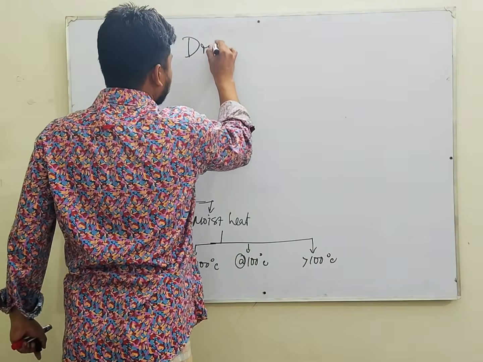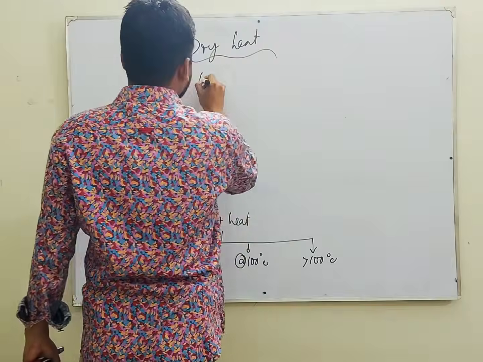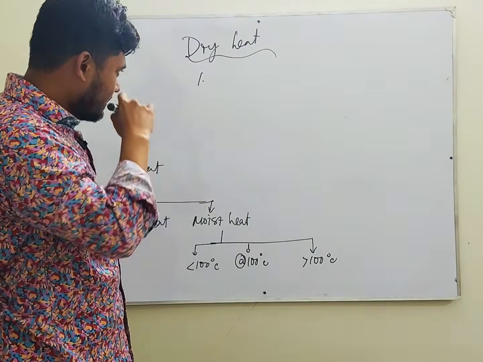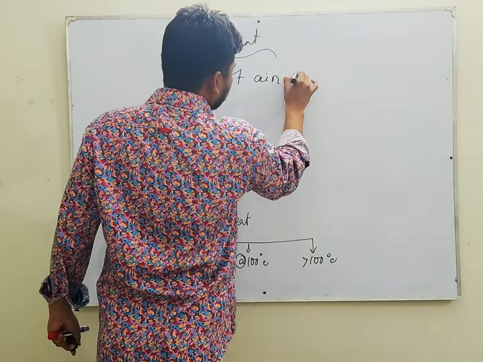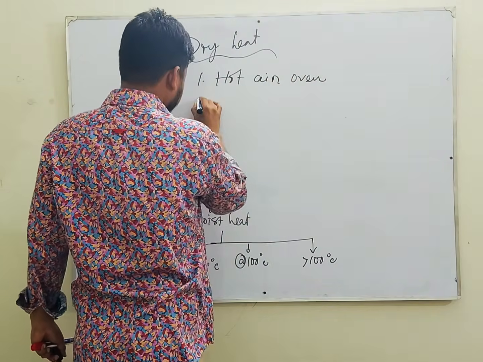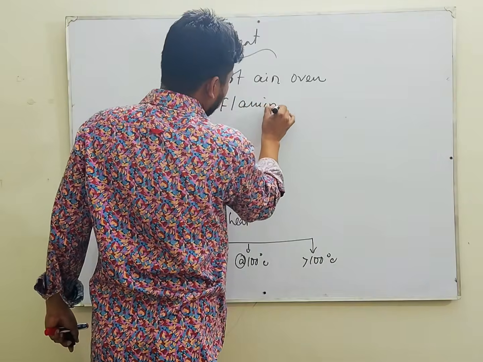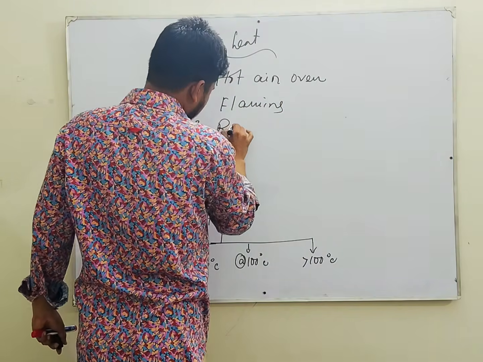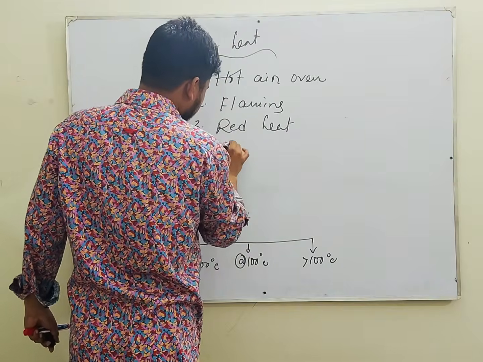Now come to dry heating method. Example of dry heats are hot air oven, flaming, red heat, and incineration.